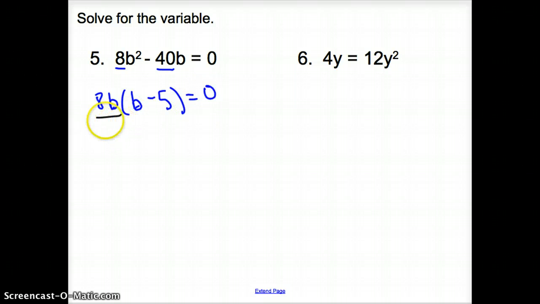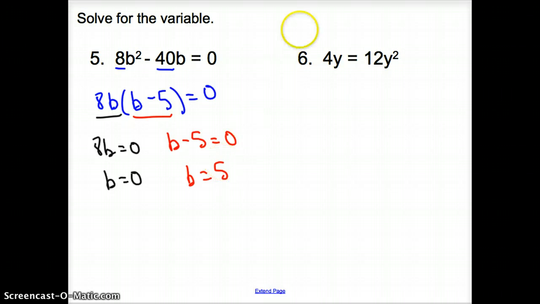So now what do I have? I have a product right here of 8b that could possibly be 0, right? From the zero product property. So it's 8b equals 0. And also I have b minus 5. So I have b minus 5 equals 0. Solving for b. Divide both sides by 8. So b equals 0. Adding 5 to the other side. So b equals 5.